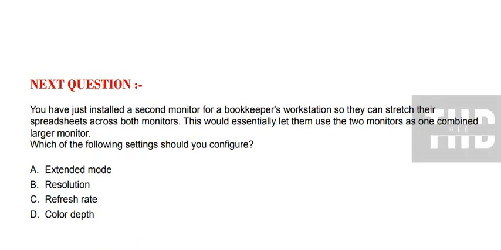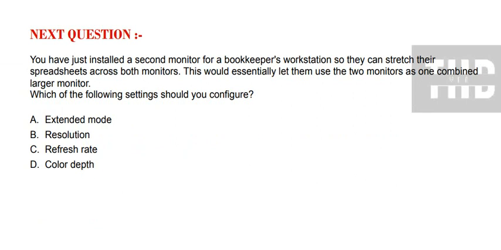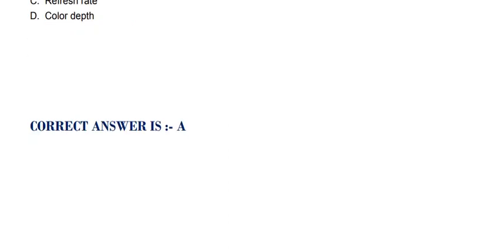Next question is, you have just installed a second monitor for a bookkeeper's workstation so they can stretch their spreadsheets across both monitors. This would essentially let them use the two monitors as one combined larger monitor. Which of the following settings should you configure? And the options are: option A, extended mode. Option B, resolution. Option C, refresh rate. And option D, color depth. The correct option is option A.